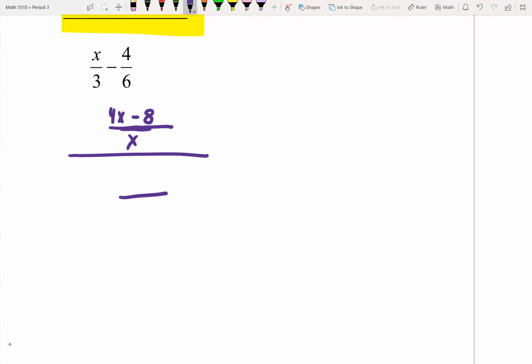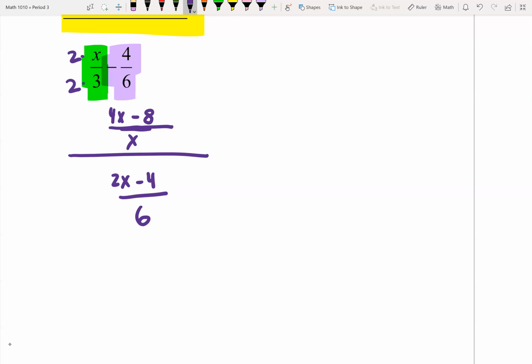Okay, Bailey, what do you have, sweetie? On the bottom, just the denominator. 6. It is a 6. Good. So right here, you go 3 times 2 is 6. So 2 times x is 2x. This next guy that I'm highlighting in purple already has the 6. So I'm going to go minus 4.